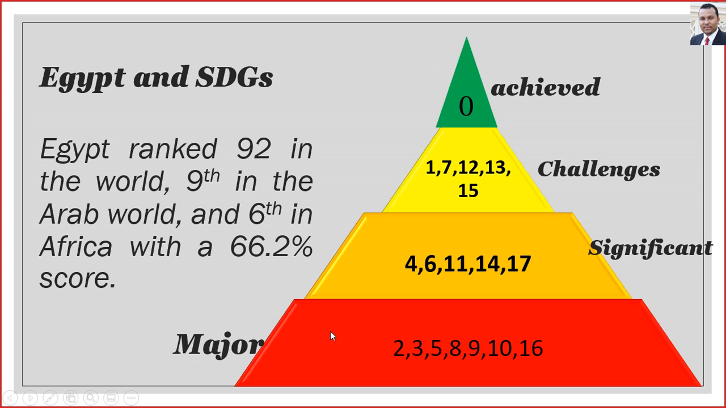The last, red goals. Red goals mean major challenges to achieve this goal. How many red goals in the case of Egypt? 7: SDG number 2, number 3, number 5, number 8, number 9, number 10, number 16. So you can write the equation for Egypt's pyramid: 0 green plus 5 yellow plus 5 orange plus 7 red.